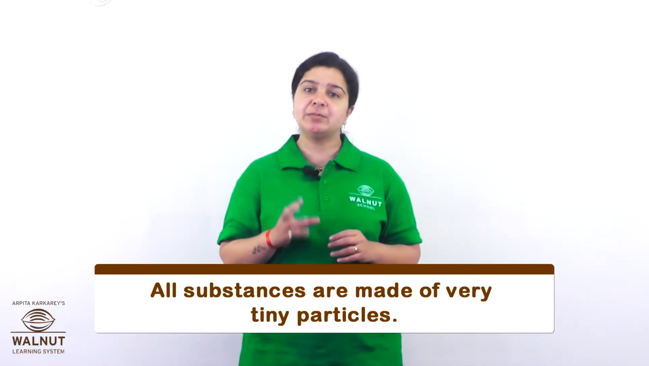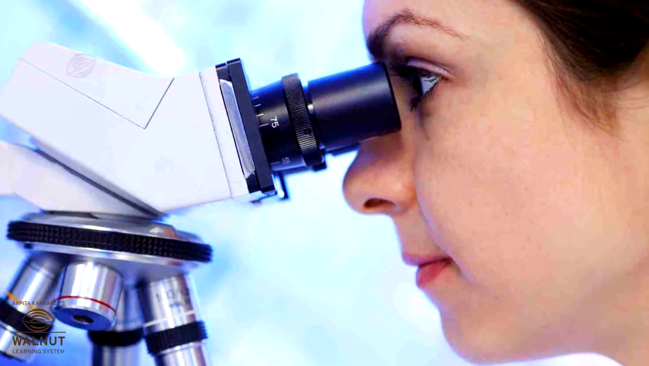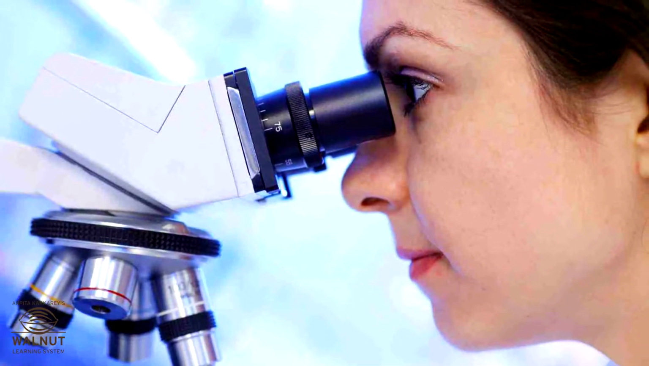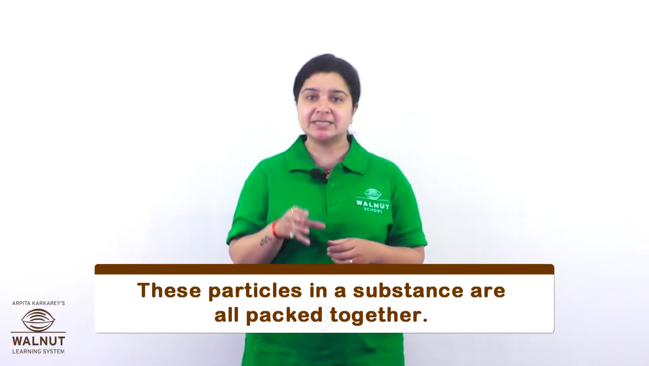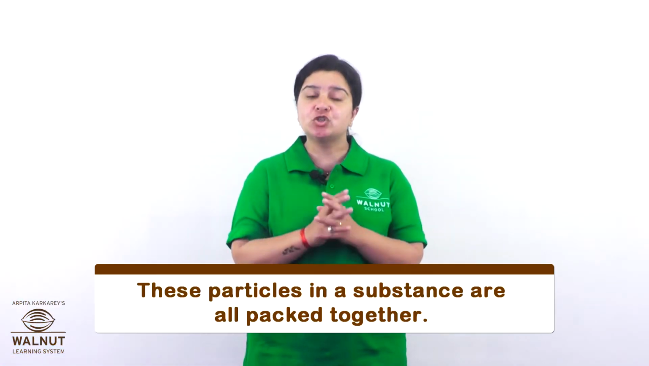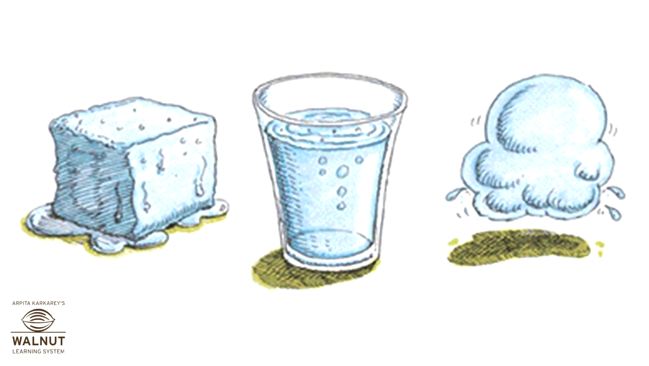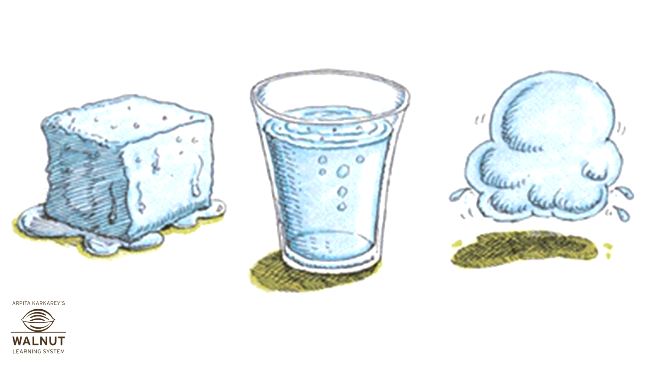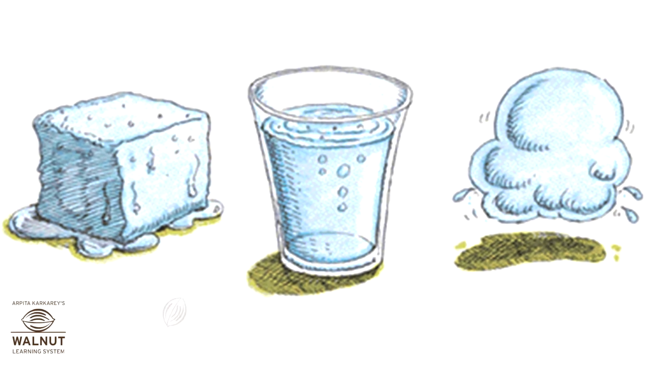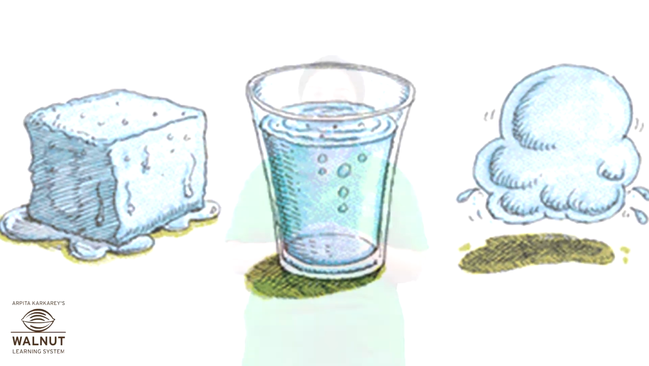All substances are made of really tiny particles. These particles are so tiny that we cannot see them with our eyes. We need really powerful microscopes to see these particles. These particles in a substance are all packed together. Now, when things are packed, they can be packed tightly, moderately, or loosely. Depending on how they are packed, the substance becomes either a solid, liquid, or a gas.